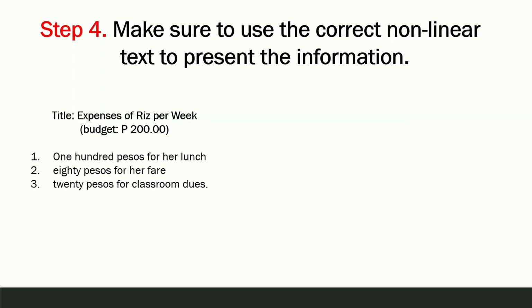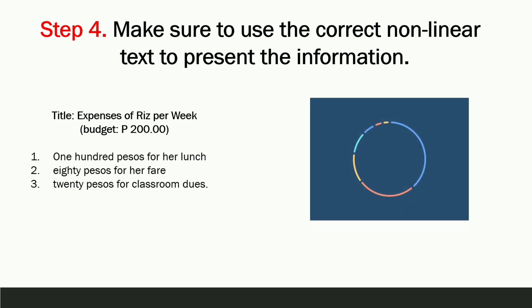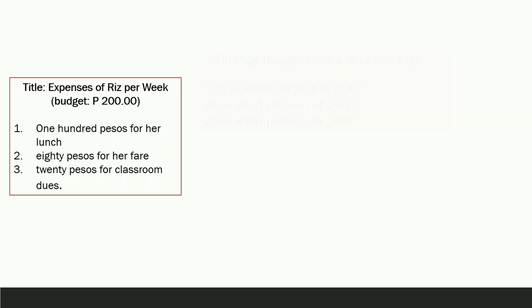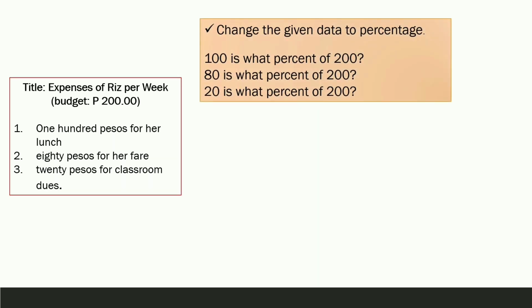Step 4. Make sure to use the correct nonlinear text to present the information. In this case, the most appropriate nonlinear text to be used is a circle graph. Very good. First, let us change the given data to percentage.